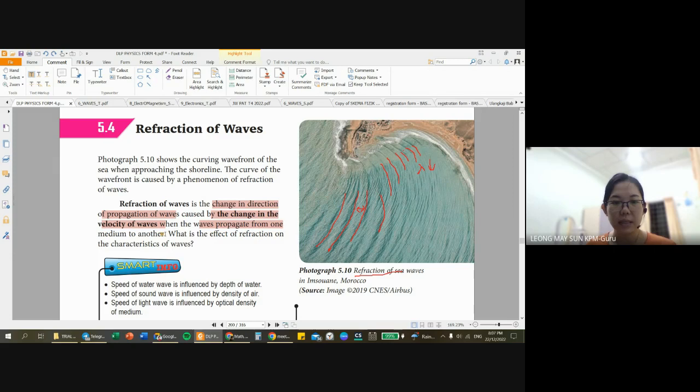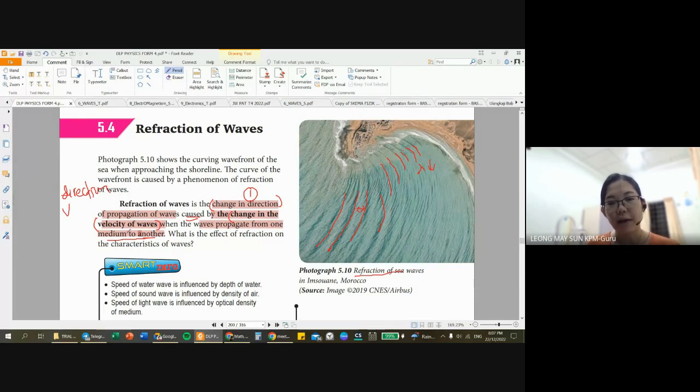So what does this actually mean? It means that when a wave undergoes refraction, number one, the direction will change. Number two, it is actually caused by the change in velocity. Velocity will change, the direction will change, due to the change of the medium.